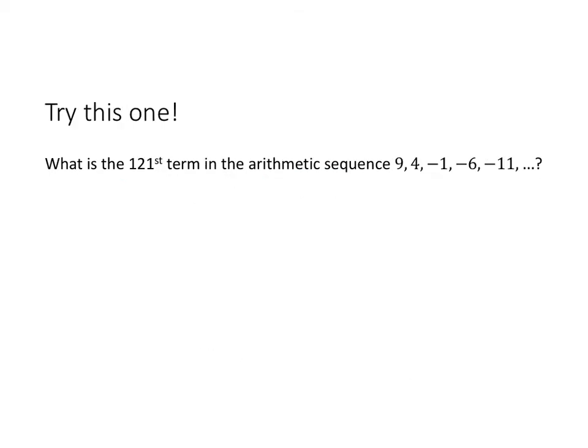Alright, now let's see if you can use the formula and find the 121st term in this sequence. So, just so you know it, I'll write down the formula. AN equals A1 plus your common difference times the term you're looking for minus 1. So let's see if you can figure out what to plug in and simplify this. So pause the video and do that now.